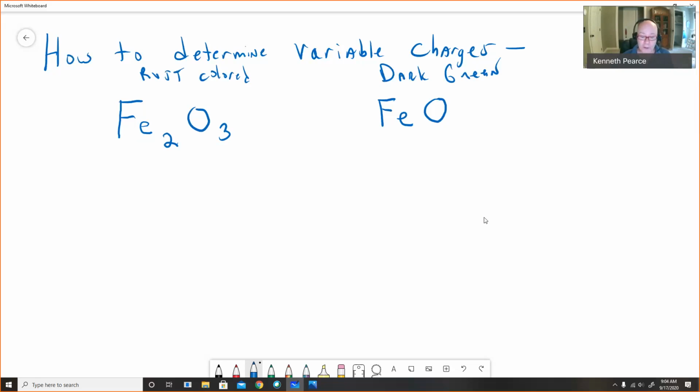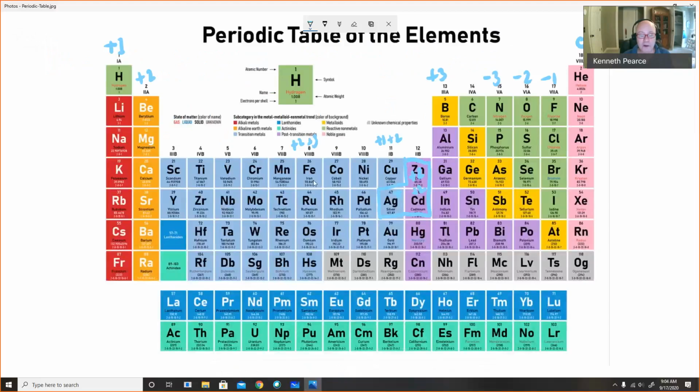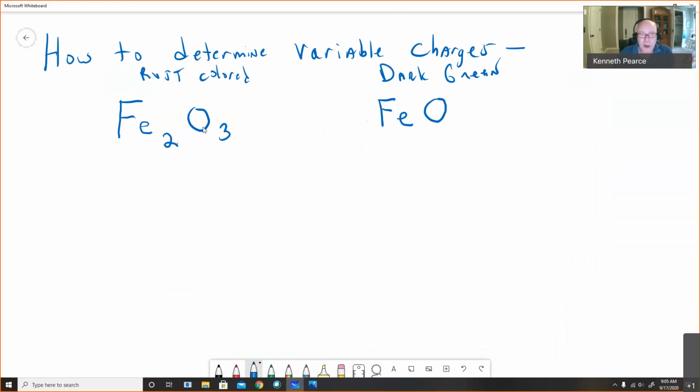Because if we go back and look at the periodic table, iron is in the middle of the periodic table. It's Fe, and it's right over here. And iron comes in two flavors. It's either +2 or +3. And we have to decide, well, what is that iron going to be? And so we have two compounds with iron right here.